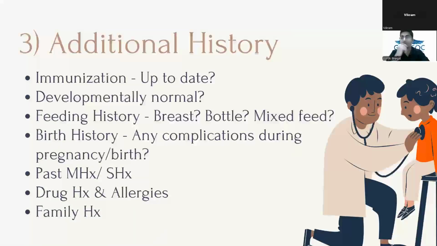Immunization. The first question in additional history has to be immunization, based on the age-appropriate immunization. If this child is, let's say, 3 years old, the next MMR dose is at 5. You can't expect the second MMR dose to be given. Don't worry about it. It's okay.